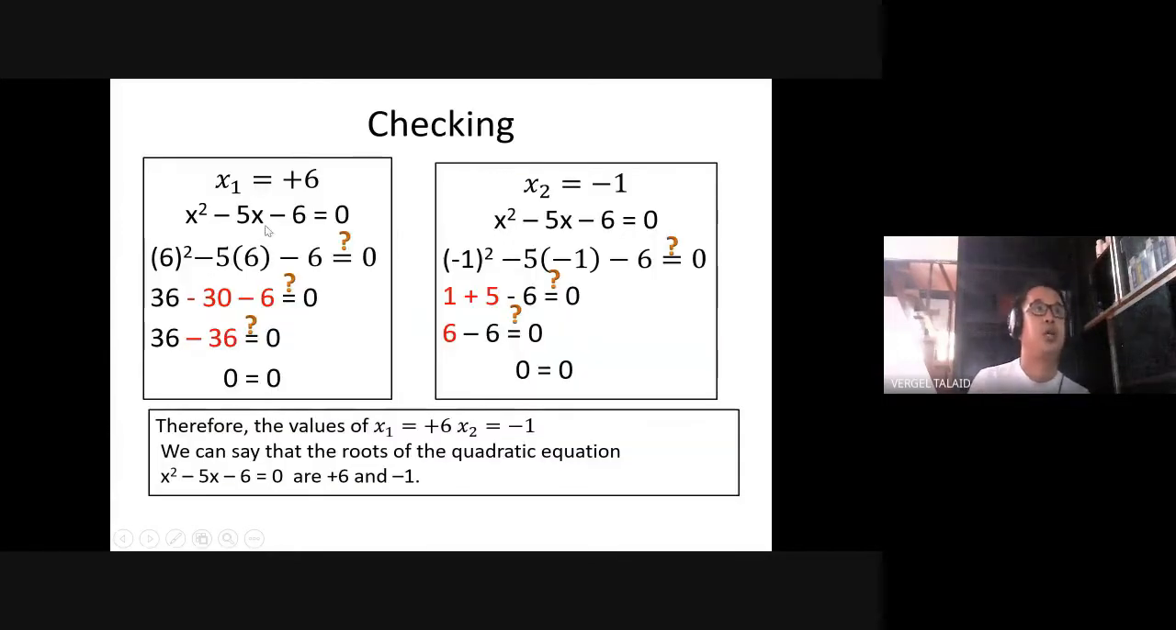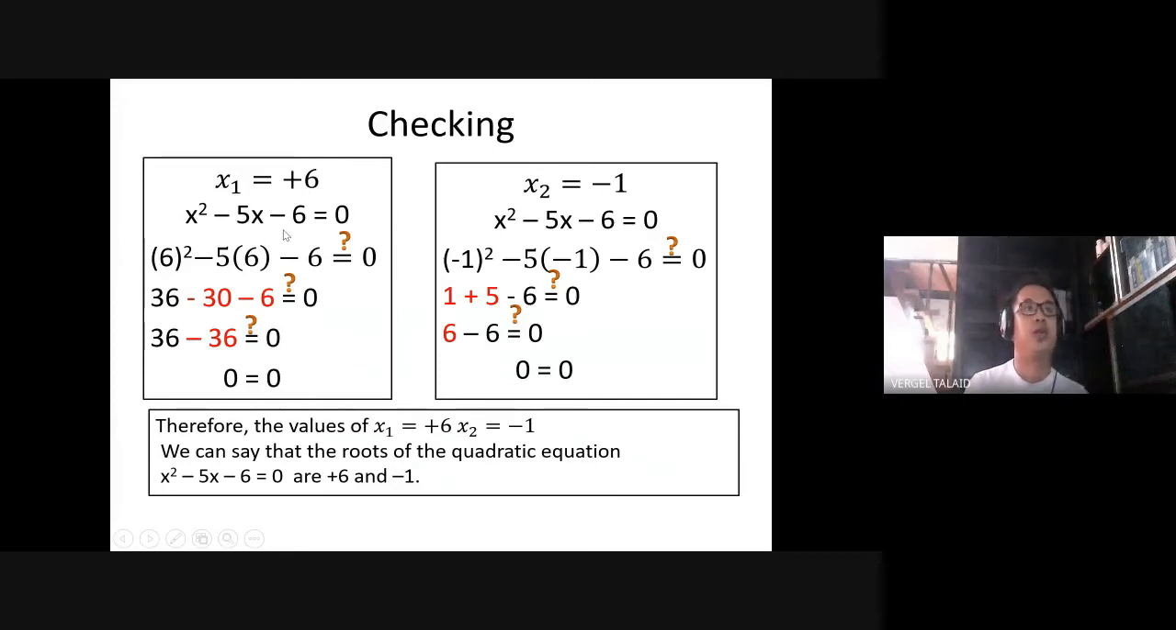Now let us try to check. Substitute 6 and negative 1 into the original equation. So x squared minus 5x minus 6 is equal to 0. That becomes 6 squared minus 5 times 6 minus 6 is equal to 0. The square of 6 is 36. Negative 5 times 6 is negative 30. Minus 6 is equal to 0. Negative 30 minus 6 is negative 36. You're going to add, copy the common sign. 36 minus 36 is equal to 0. So therefore, 6 is a root of the given equation.